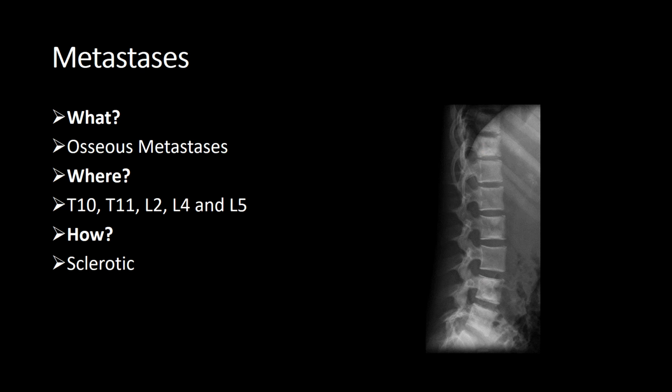Now, in contrast to multiple myeloma, mets go for the pedicles. That's where it likes to go first. It sort of gobbles away at it. So then what happens is you're looking for your absent pedicle signs. We'll look at that next. So what is it? It's osseous metastases, T10, T11, L2, L4, L5, sclerotic.